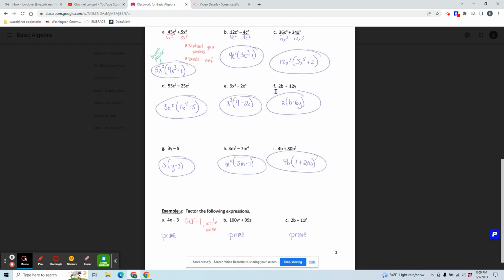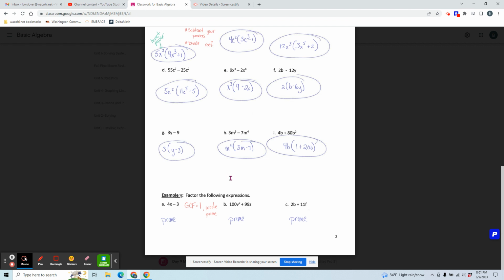If I look at letter F, 2b minus 12y. If I look at the coefficients, 2 and 12, my greatest common factor is a 2. But my letters, my variables, are not the same, so I cannot factor those out. So if I divide each term by 2, I end up with b minus 6y.